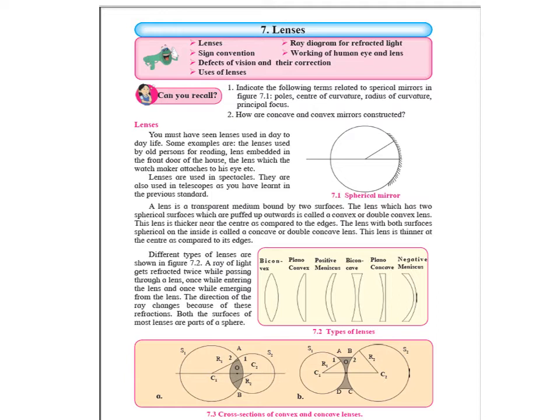A ray of light gets refracted twice while passing through a lens. A very important point. We learnt about refraction in the previous chapter, and we saw that refraction means light bending when it travels from one medium to another. And here, since there are two surfaces, light gets refracted twice. Once while entering the lens and once while emerging or coming out of the lens. The direction of the ray changes because of this refraction. Both the surfaces of most lenses are parts of a sphere.